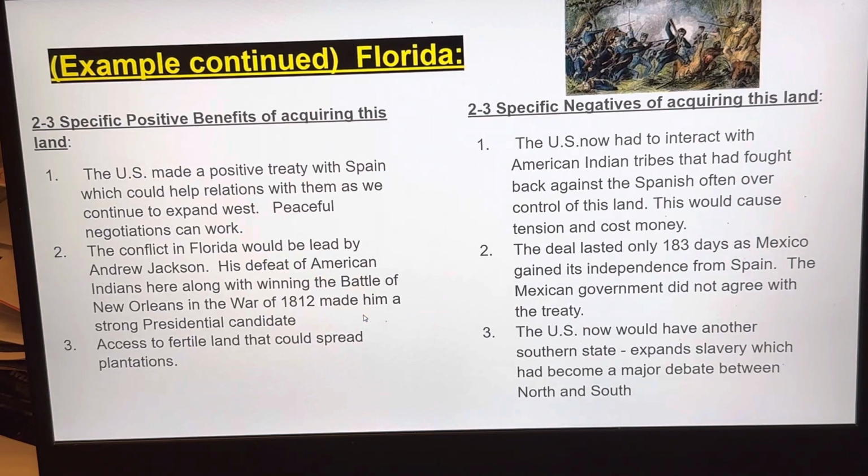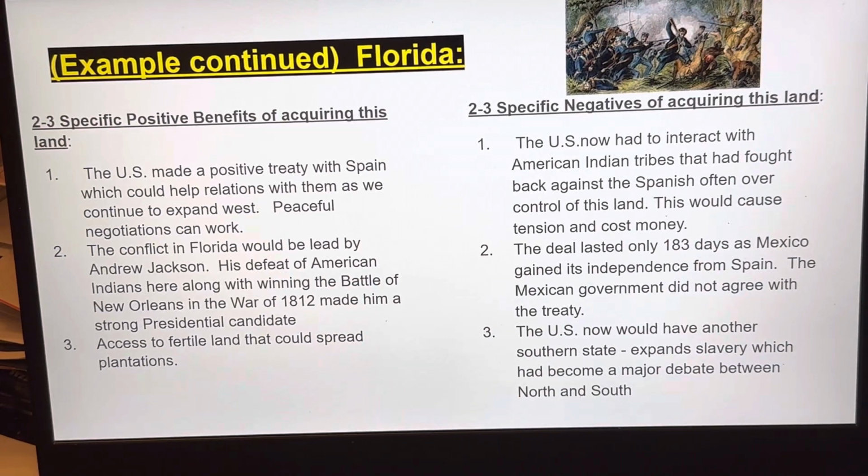When you get to the positives and negatives, you can see that those are not just one sentence each. There is a positive listed, and then it's explained, a negative listed, and then I explained. You're going to fill up this slide, okay? At least you need to. You'll notice on the positive side, my third one is a little bit shorter, but access to fertile land would be my positive. The explanation, to spread plantations. So for that one, I didn't have to write as much. I really shortened it, but I still gave an explanation.